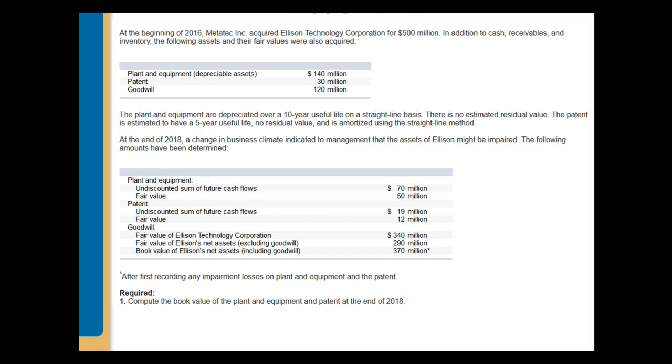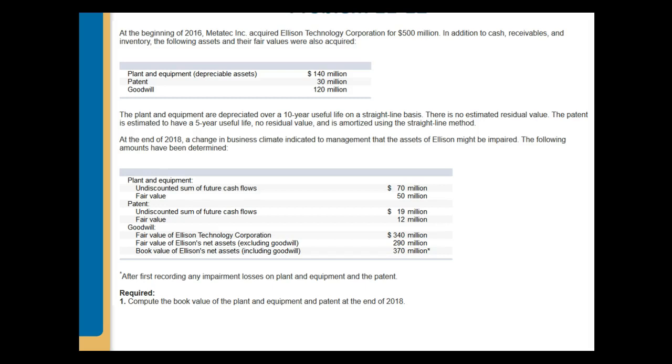The plant and equipment are depreciated over a 10-year useful life on a straight line basis. There's no estimated residual value. The patent is estimated to have a 5-year useful life, no residual value, and is amortized using the straight line method. At the end of 2018, a change in business climate indicated to management that the assets of Ellison might be impaired. The following amounts have been determined.